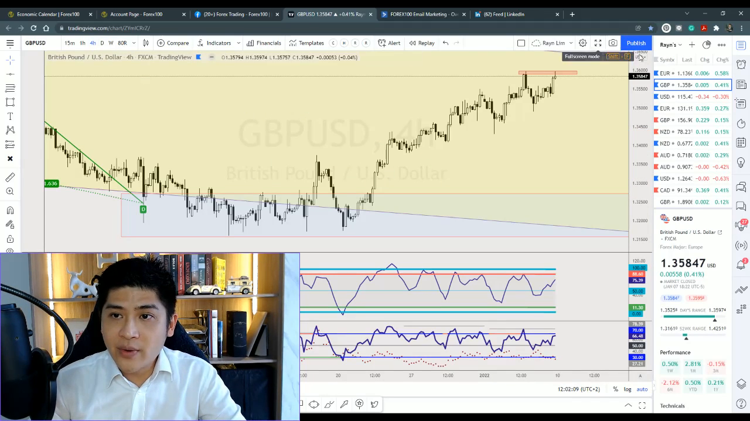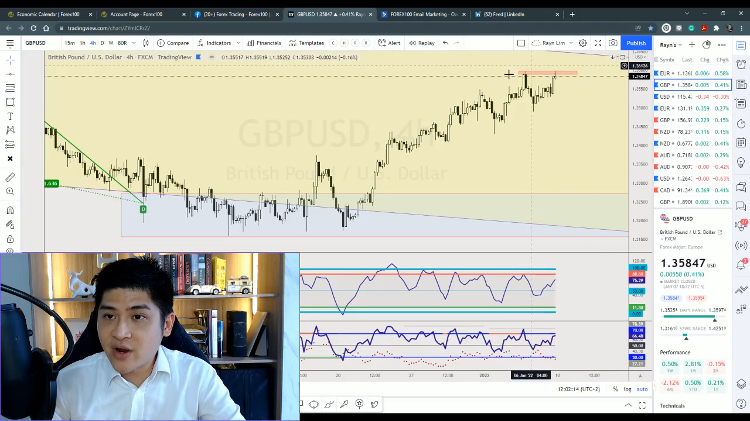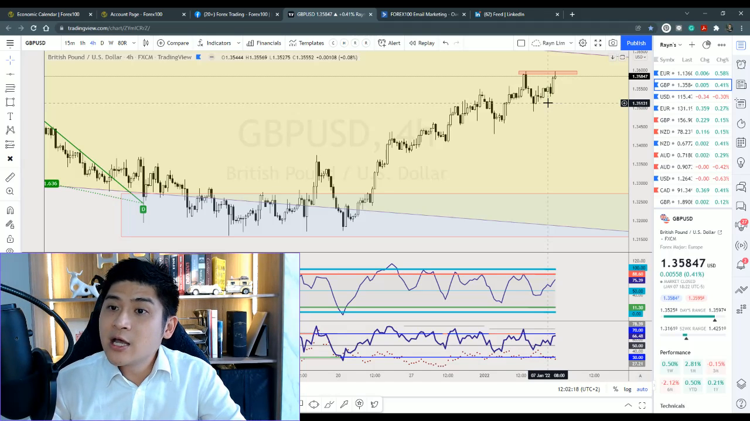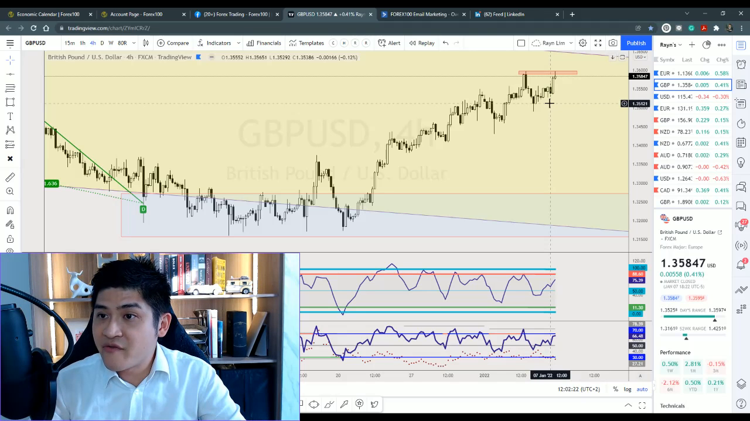4-hour chart, what we have is a retest of the previous resistance area. I won't call this a double top because it is not a double top for me. And the first target will be at 1.3512. That is about 70 pips of profit. Not too bad, but this is a 4-hour chart. You have to remember that.